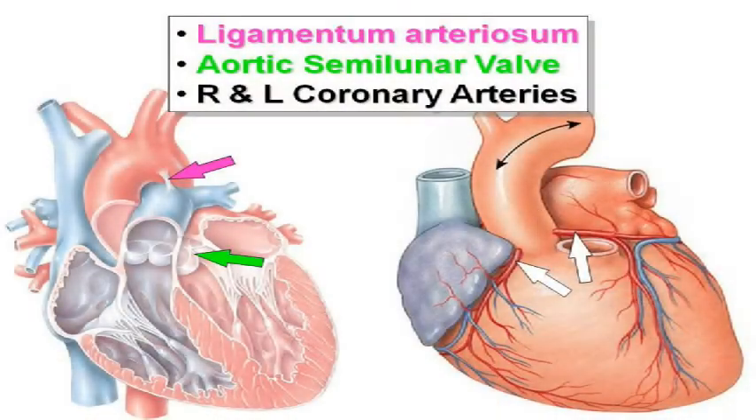Okay, now, a couple of other structures that I want you to look at. See this little thing right here? This is another one of those things that's open during fetal development but closes after the baby is born. In the adult heart, it's called the ligamentum arteriosum.